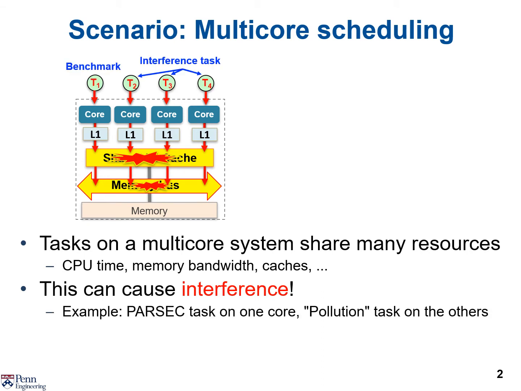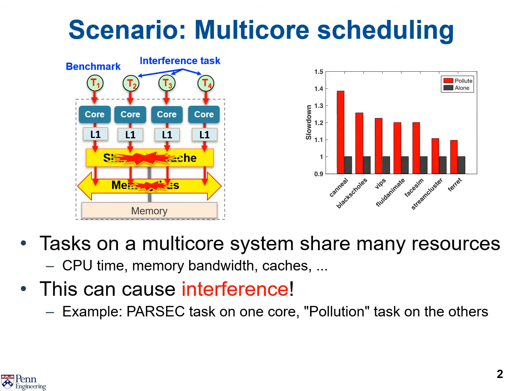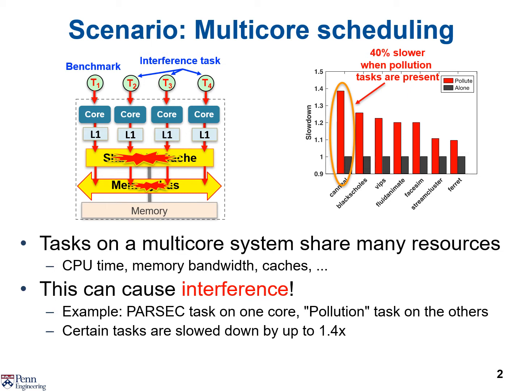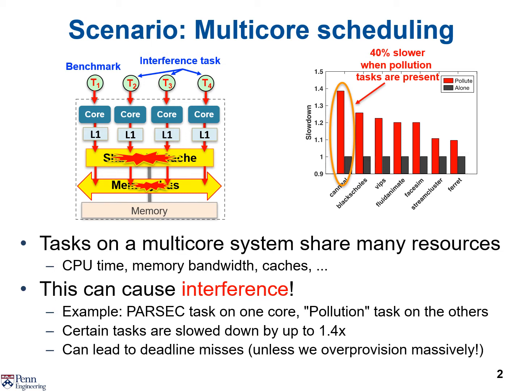For example, if you were to run a benchmarking application on core 1, while also running interfering tasks on cores 2, 3, and 4 that heavily use cache and memory bandwidth, we would expect the task on core 1 to run more slowly. Looking at the graph on the right, we can see just that. The first two bars represent the Canneal application from the Parsec benchmarking suite. We can see from the red bar that when Canneal runs in the presence of interfering tasks, it runs 40% slower than if it were to run in a fully isolated environment. Ultimately, resource contention can lead to deadline misses which are unacceptable in a real-time system.